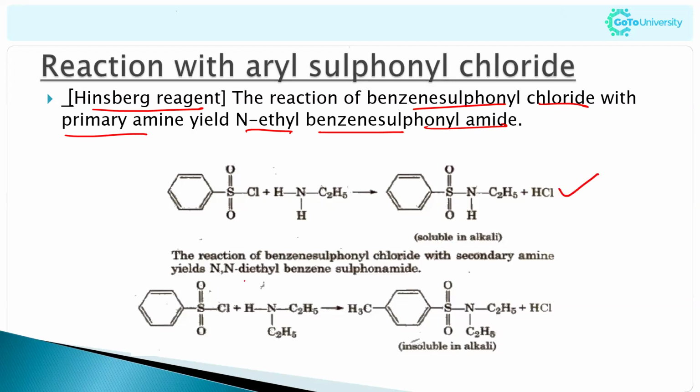Okay, now the reaction of benzene sulfonyl chloride with secondary amine is also given. So when the secondary amine is there, you are getting a product, but this is insoluble in alkali. But the first one is soluble in alkali. So these two are different, right? So primary amine is producing a product which is soluble in alkali. Secondary amine is producing one which is insoluble in alkali. So these two products are different, that you have to note down. Okay, note it down.